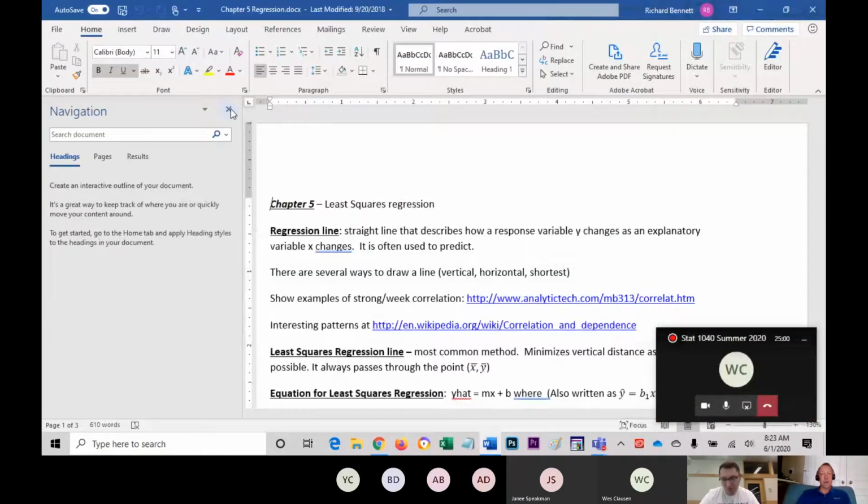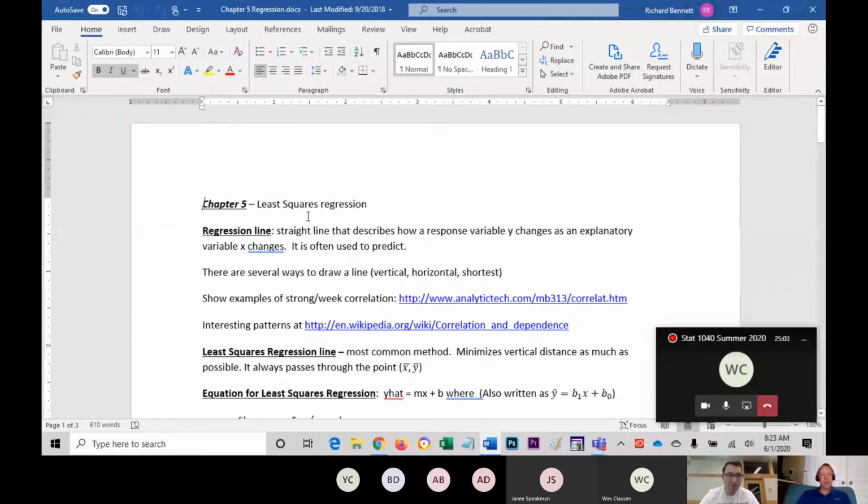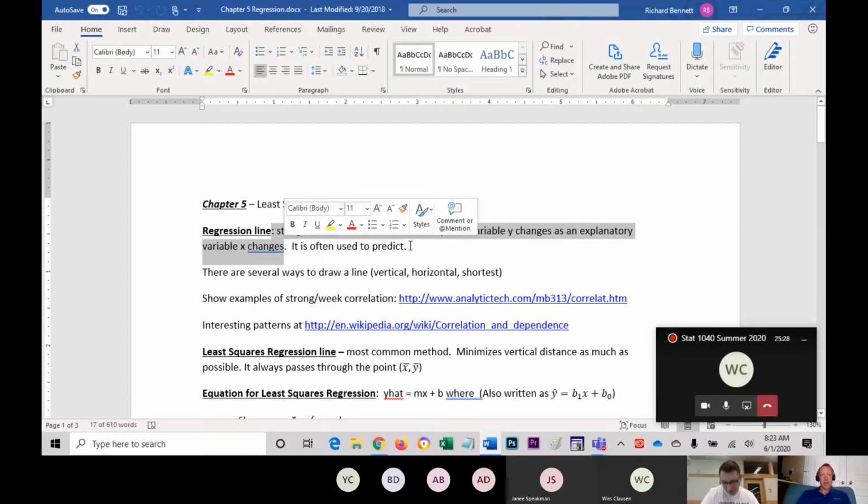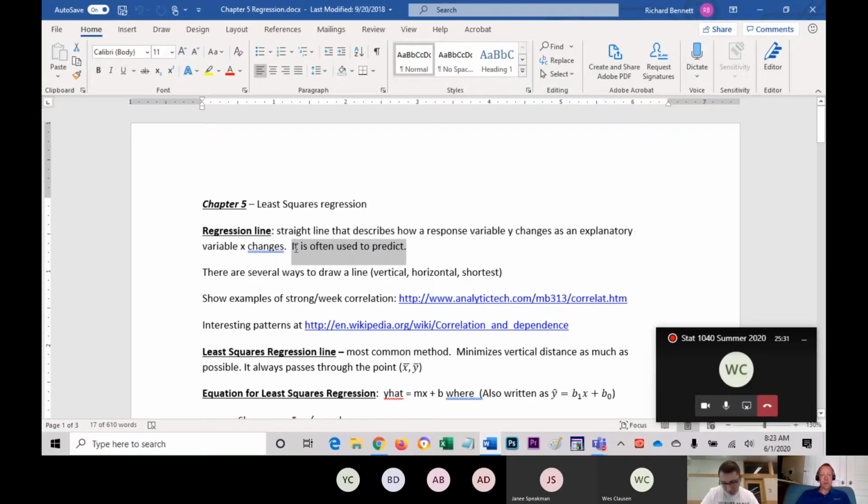All right, so we're going to talk about chapter 5, which is least squares regression. Chapter 4 really was the preliminary step. If you think that there's a good correlation, the next step is to go to the regression line. The regression line is a straight line that describes how the response variable y changes as the explanatory variable x changes, and it's often used to predict.